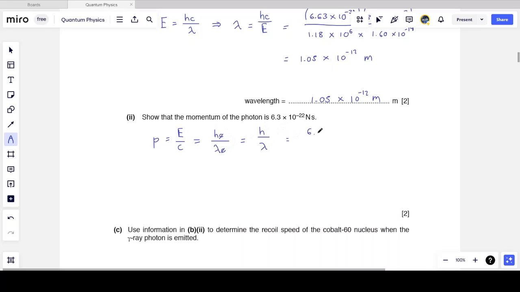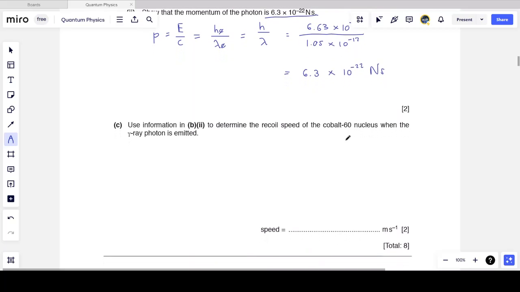H is a constant, Planck's constant, 6.63 times 10 to the minus 34. And luckily, we've already calculated the wavelength, 1.05 times 10 to the minus 12 meters. And what we find is that we'll get the value that they've asked us to find, 6.3 times 10 to the minus 22 Newton seconds. And so that value correlates with what we were asked to find. So that's the momentum of this gamma ray photon.